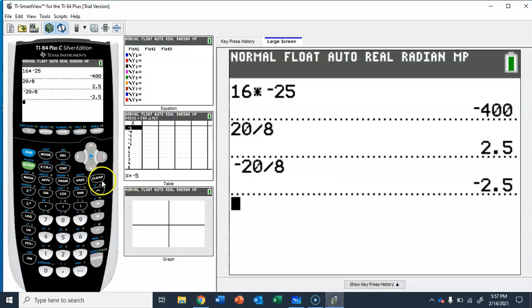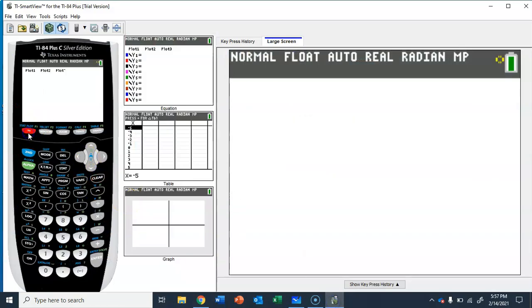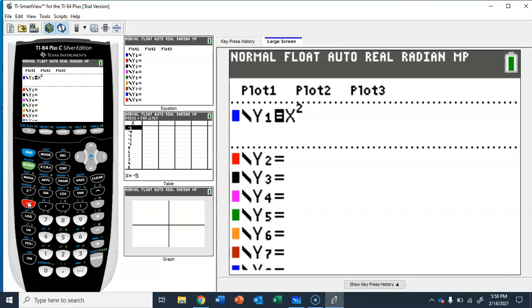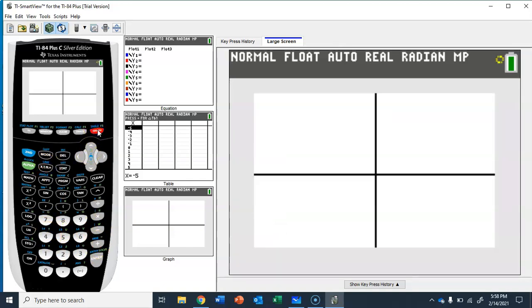So with the calculator, clear out this. I'm gonna hit that y equal button. And so right here, let's do our x squared minus 12x plus 44. Hit graph.